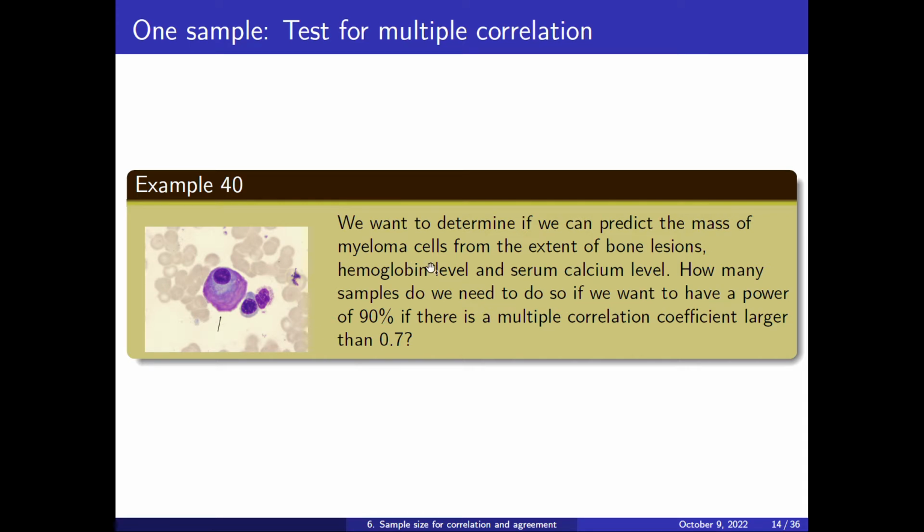So you will collect these three variables for a number of tissues, and from these three variables you will construct a regression on the mass of myeloma cells. This regression doesn't even need to be linear regression, it can be non-linear regression. And you will compute the multiple correlation coefficient, that we will see now what it is. And you want to have a statistical power of 90% if the multiple correlation coefficient is larger than 0.7.